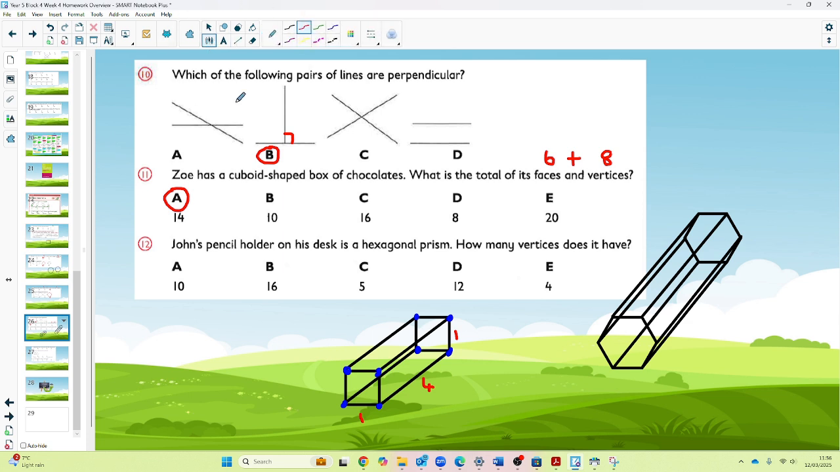We've got to then decide how many vertices does it have. So the vertices are the corners, so there are 6 at this end. If I went round and did a little dot on each of them, and then of course we've got another 6 at the other end. So if we add them up together, of course we're going to get 12. So how many vertices does it have? It has 12.